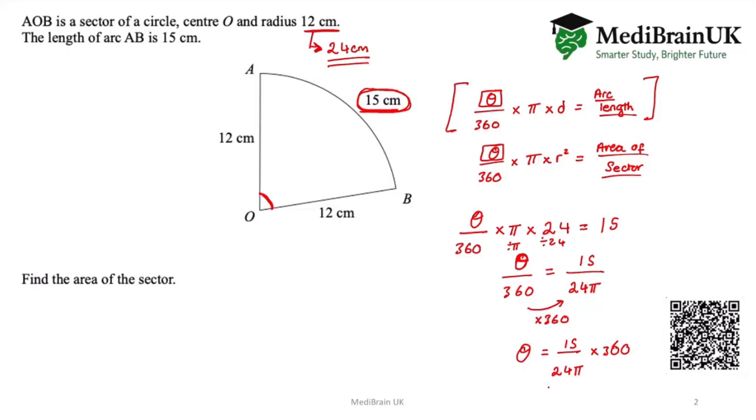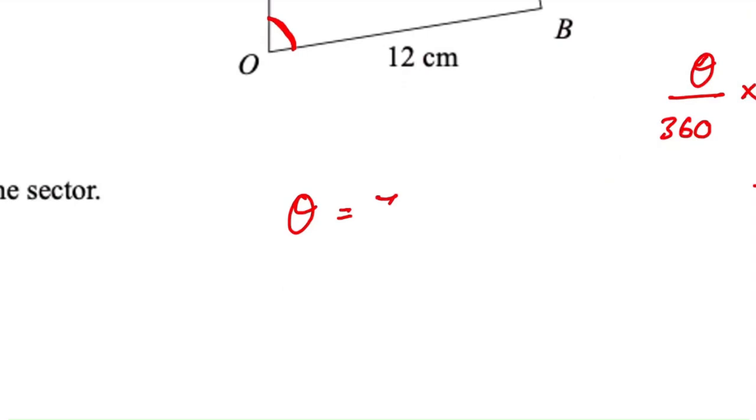Okay, so this is what you can just type into your calculator and you would get what the angle is. I'm just going to type in what that is. So 15 over 24 pi, and then we're going to multiply it by 360. Okay, and that's going to get us 71.62 degrees.